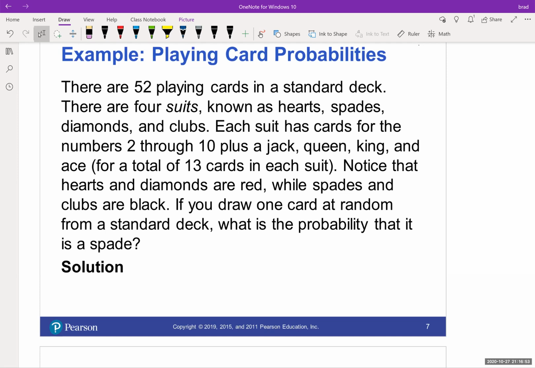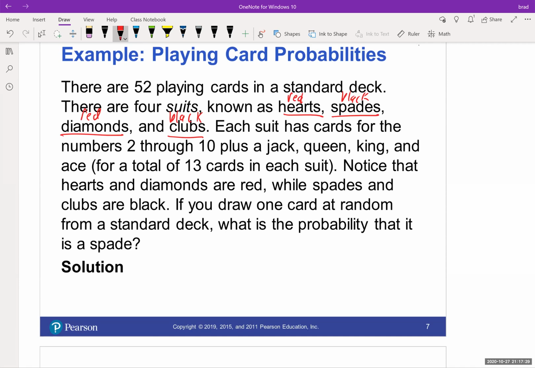Any card game we would play as well. But in cards, there are 52 playing cards in a standard deck. So this will kind of explain it to those of you that don't play a lot of cards. They are known as 4 suits: hearts, spades, diamonds, and clubs. Hearts are red, spades are black, diamonds are red, and clubs are black. So 2 of them are red, 2 of them are black.